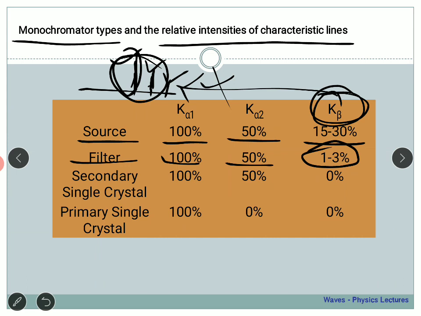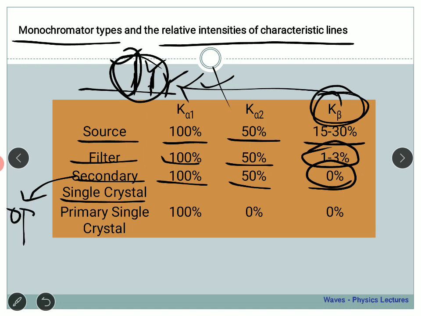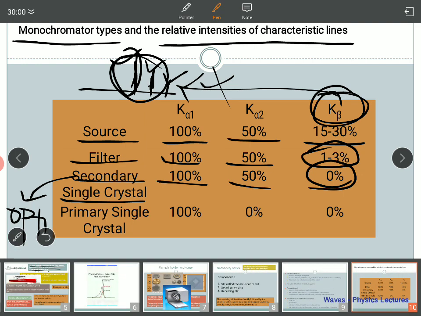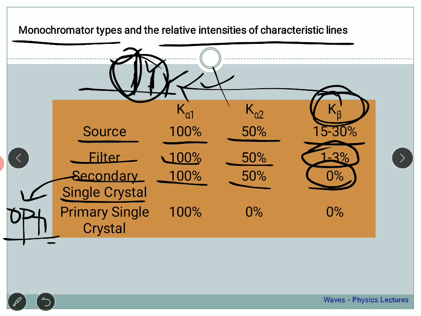If we use this secondary single crystal, we have K alpha 1 and K alpha 2, which we are very happy with, we are going to get a signal, and K beta, which we don't need, is going to be totally filtered out. This is actually optional. It might be there, it might not be there, it depends on what kind of instrument you are using. It definitely takes the cost higher.